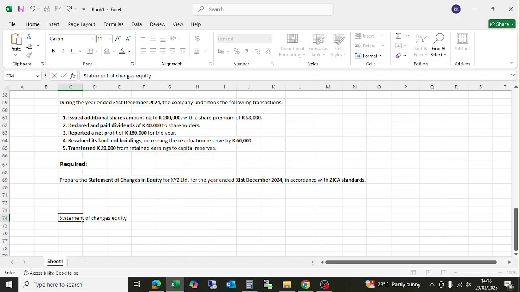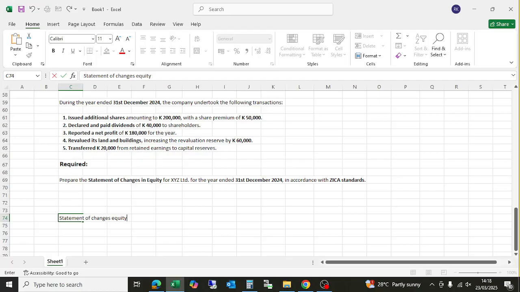What are equity elements? Retained earnings, share capital, share premium, revaluations. All those are equity elements. So we are basically calculating the movement or the changes in our equity elements individually. Our changes in equity statement will have our opening balance in that particular equity element, and afterwards it will have our closing balance, which will be based on the transactions that this particular business undertook in the year.